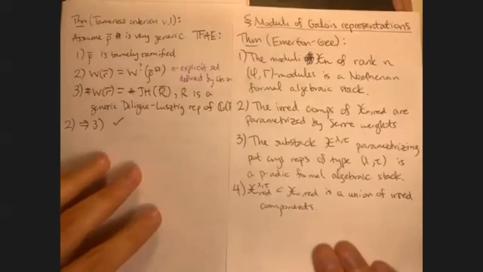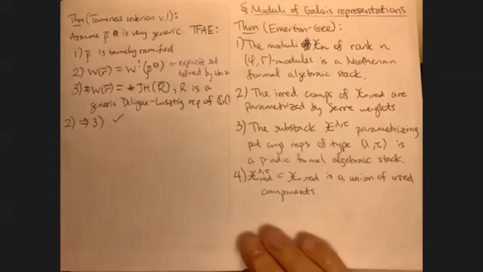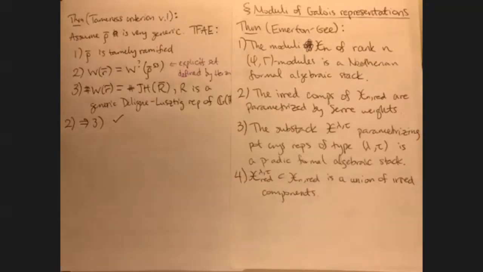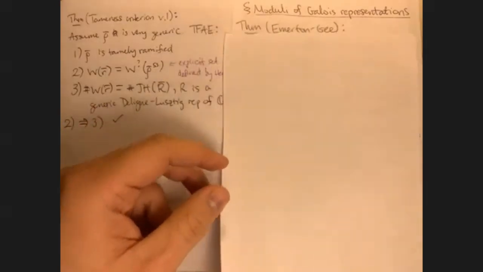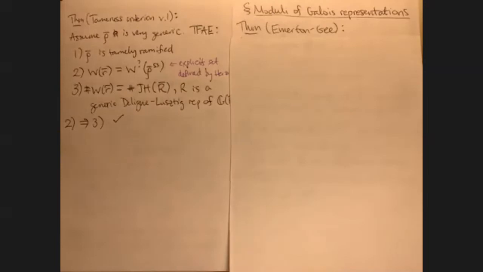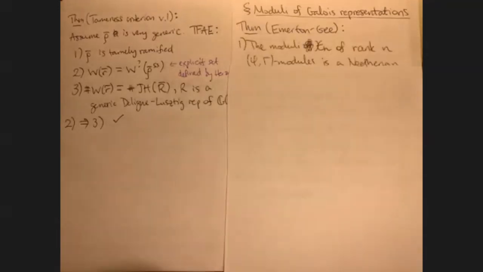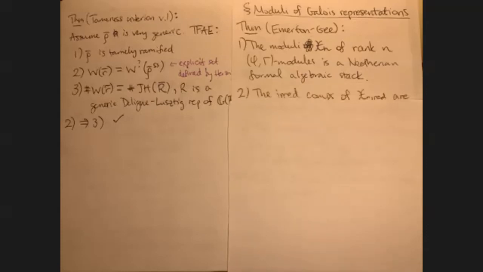The proof of this theorem uses the geometry of moduli of Galois representations. So let me quickly summarize some results of Emerton and Gee on this topic. First, they construct a moduli of rank n phi-gamma modules, and they prove that it's a Noetherian formal algebraic stack. Next, they enumerate the irreducible components of the underlying reduced stack, and they enumerate them in terms of Serre weights.